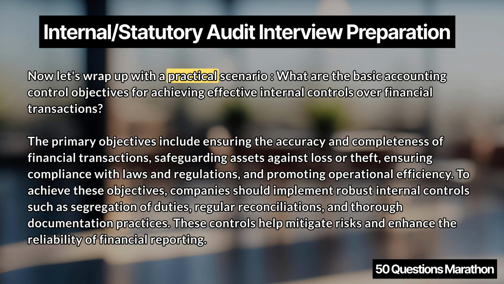Now let's wrap up with a practical scenario. What are the basic accounting control objectives for achieving effective internal controls over financial transactions? The primary objectives include ensuring the accuracy and completeness of financial transactions, safeguarding assets against loss or theft, ensuring compliance with laws and regulations, and promoting operational efficiency. To achieve these objectives, companies should implement robust internal controls, such as segregation of duties, regular reconciliations, and thorough documentation practices. These controls help mitigate risks and enhance the reliability of financial reporting.